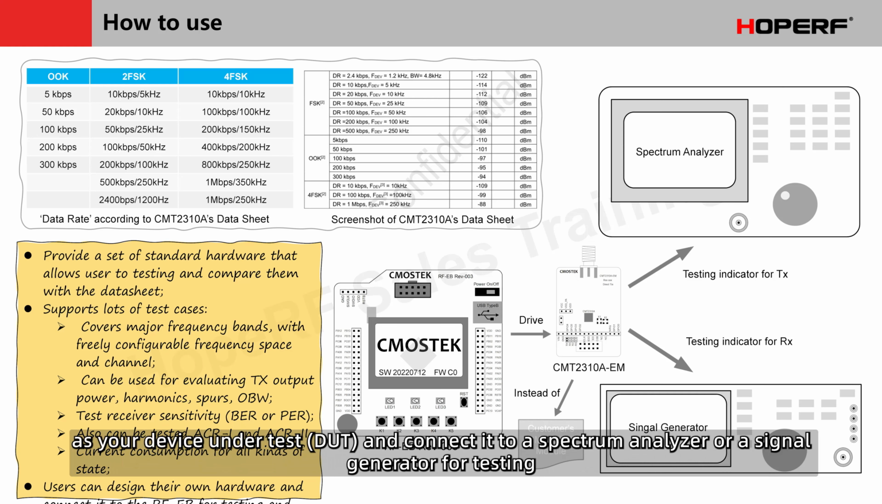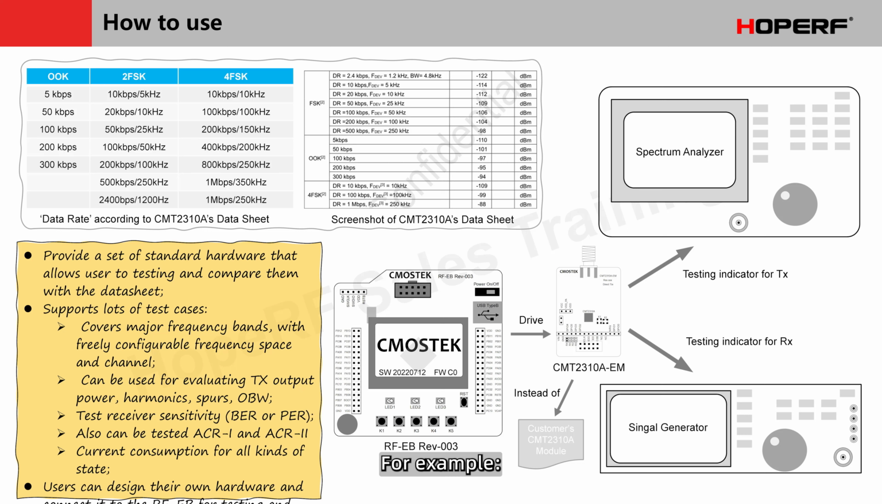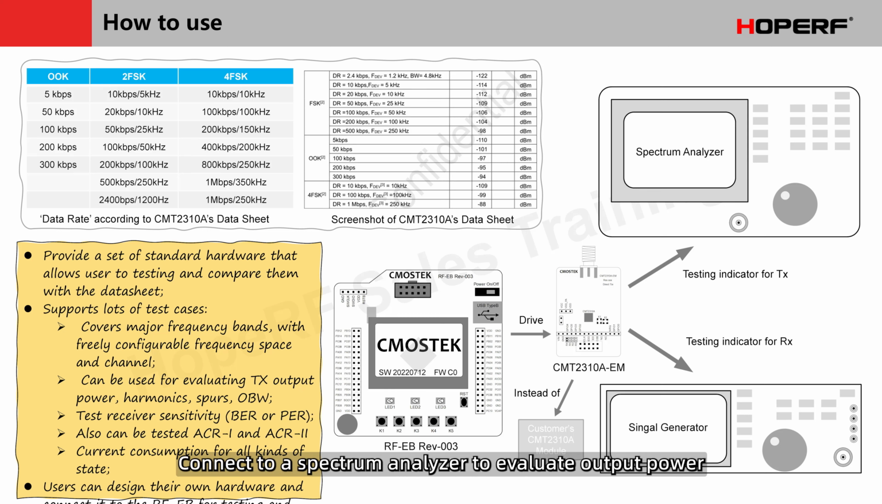CMT2310AEM module as your device under test, DUT, and connect it to a spectrum analyzer or a signal generator for testing. For example, connect to a spectrum analyzer to evaluate output power, harmonics, spurious emissions, and occupied bandwidth. Connect to a signal generator to test bit error rate, BER, packet error rate, PER, and receiver selectivity parameters like adjacent channel rejection and blocking.